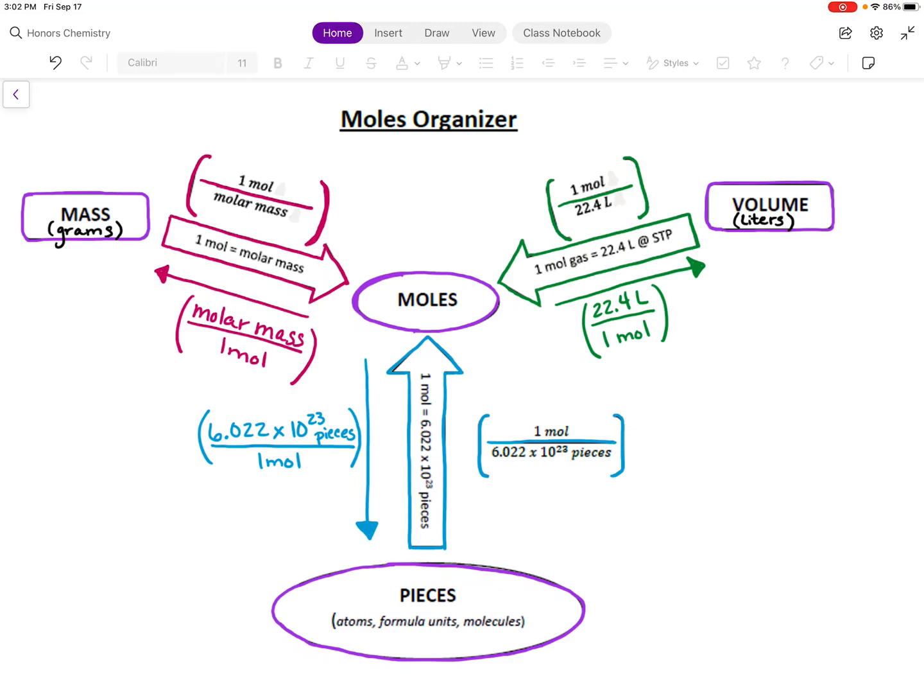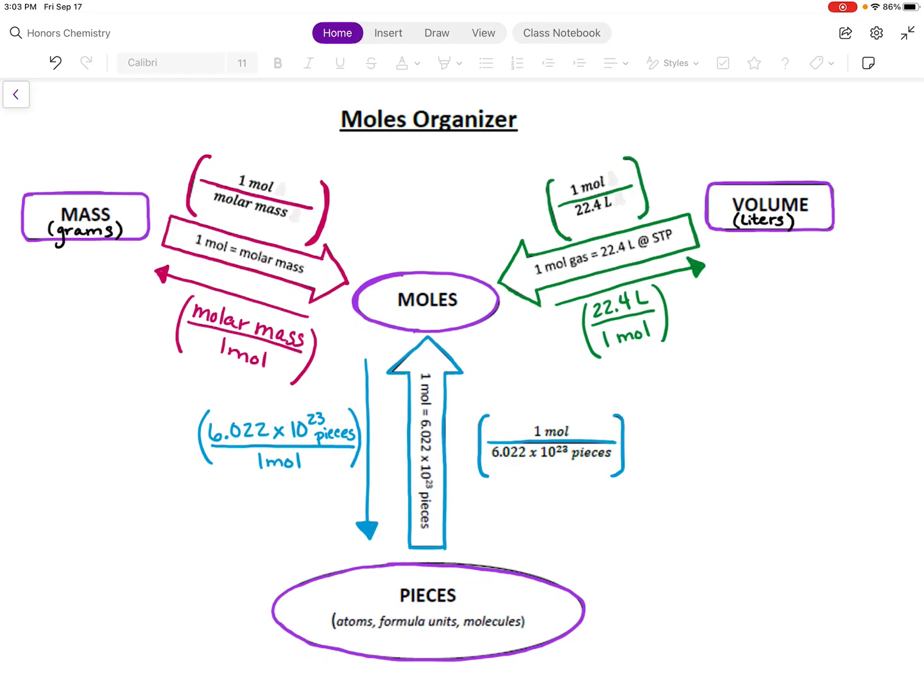What I wanted to show here is just this organizer that I use for my students to be able to do the conversions. This is just a help sheet. It looks like a lot of information, but basically everything that's in the purple are the things that we're converting between. And then all of these parentheses are going to be our conversion factors. They come from the equivalence factors that are in the typed arrows.